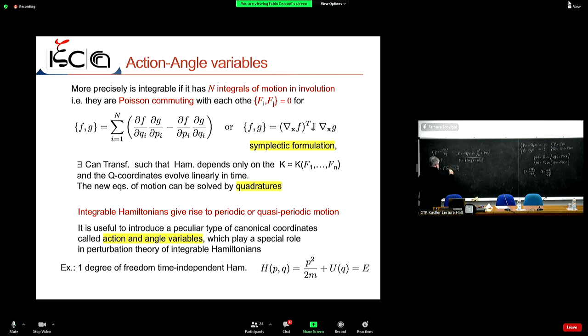Sorry. Can you read? I have to write larger. Can you read? I think it should be bigger for people. I'm sorry. Yes.